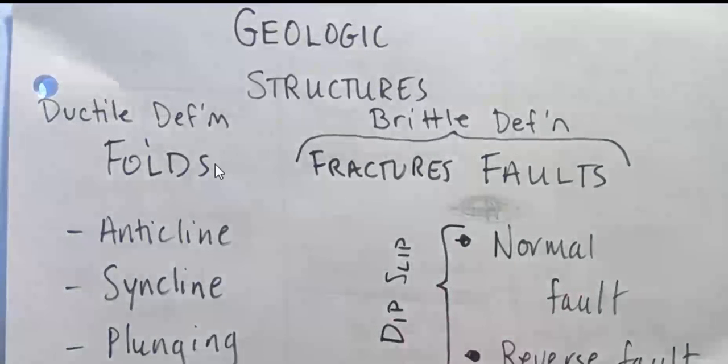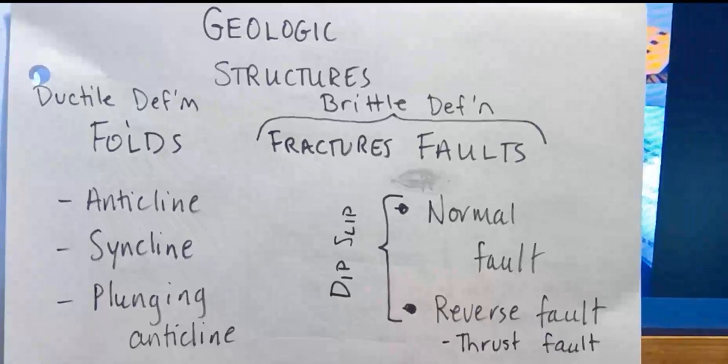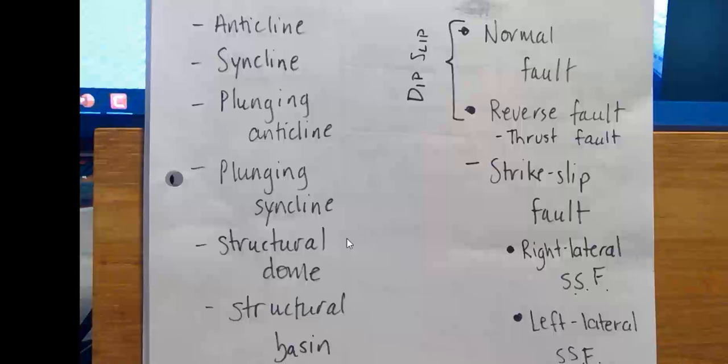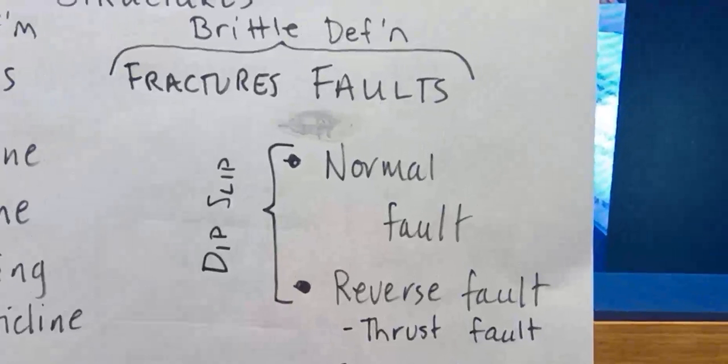So with ductile deformation or folding, the rocks may fold into an anticline or a syncline. If there's different orientation of stress applied, they may become plunging anticlines or synclines. And then we also have structural domes and structural basins that might form. Breaking of rock can form fractures or different types of faults. So all these things are examples of brittle deformation.